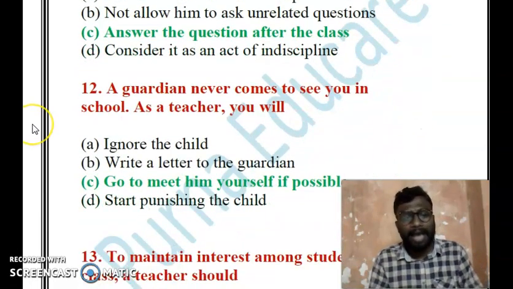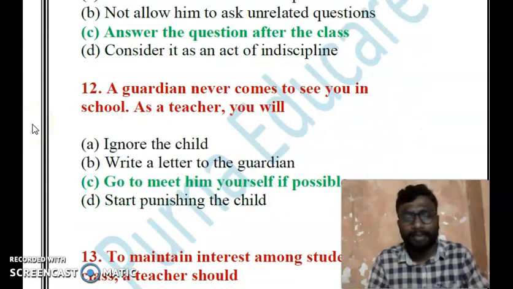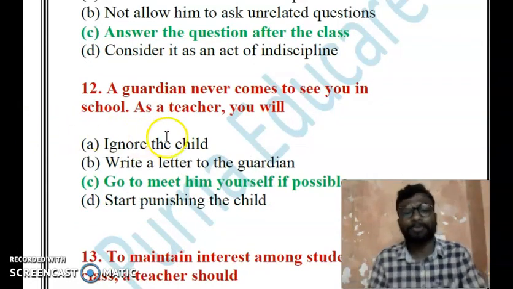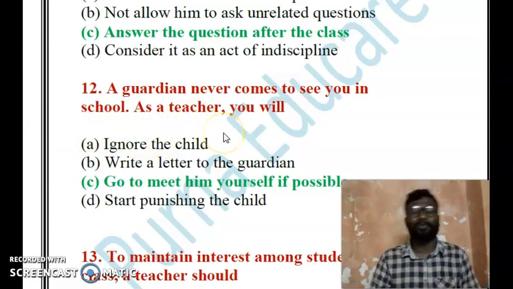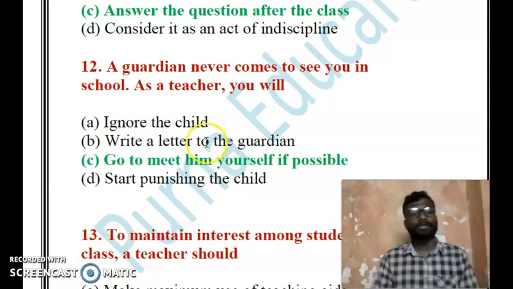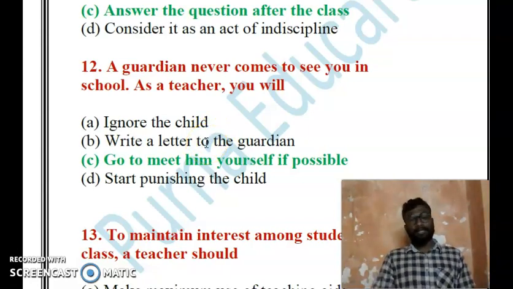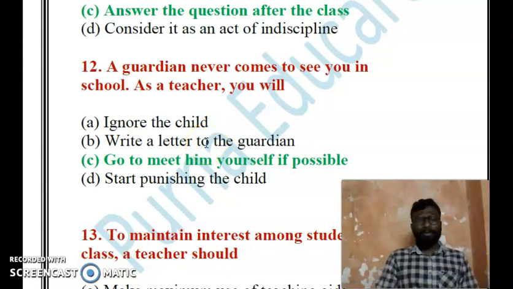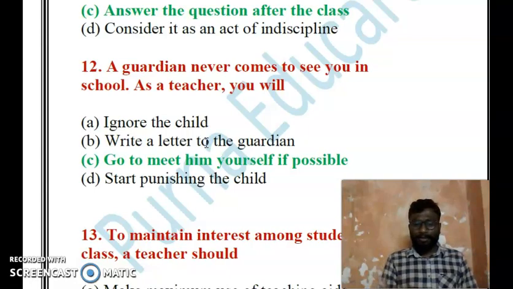Yes. A guardian never comes to see you in the school. So as a teacher, what do you do? The guardian is not coming to see the child in the college or the school. So as a teacher, what do you do? You will be ignoring the child, or writing a letter to the guardian, or going to meet him yourself if possible, or starting to punish.